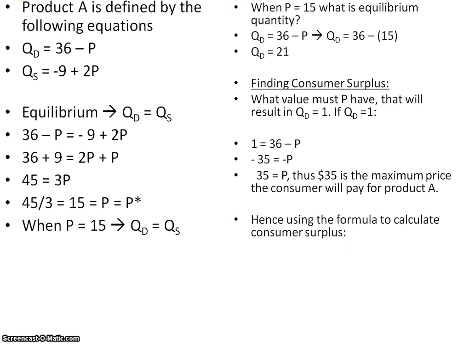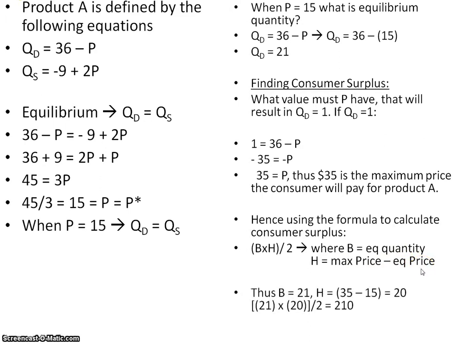So we have our values, and we can now calculate consumer surplus. Remember, the formula is base times height divided by 2. The base is our equilibrium quantity, and the height is the maximum price minus the equilibrium price. We know the equilibrium quantity is 21, so our base is 21. The height is the difference between the maximum price and the equilibrium price. The maximum price is 35 and the equilibrium price is 15, and 35 minus 15 gives us 20. So base times height divided by 2 is 21 multiplied by 20 divided by 2, which gives us a value of 210.